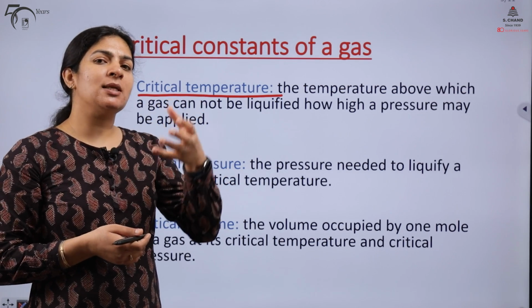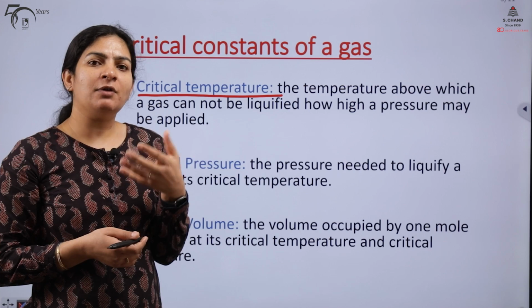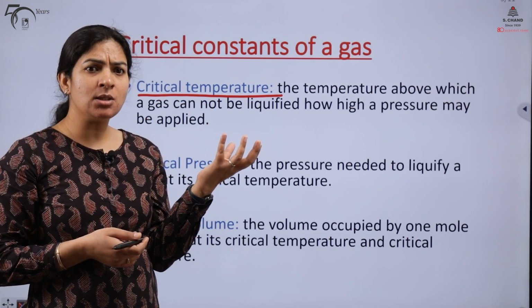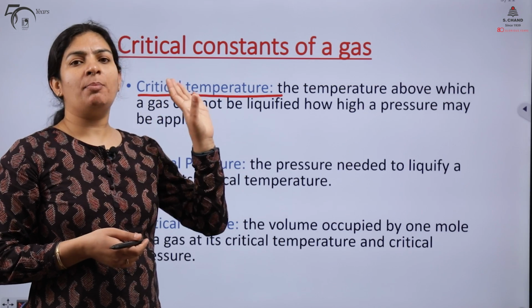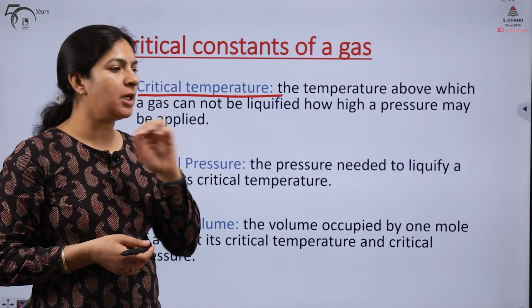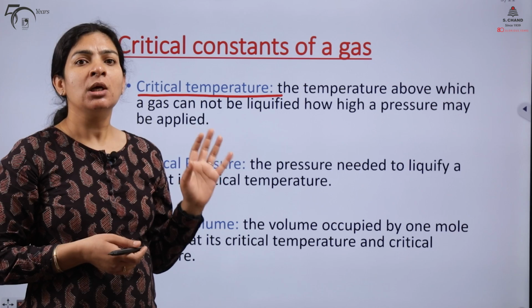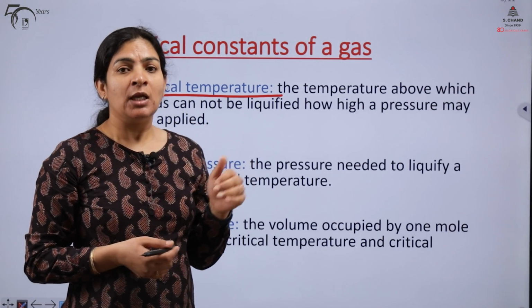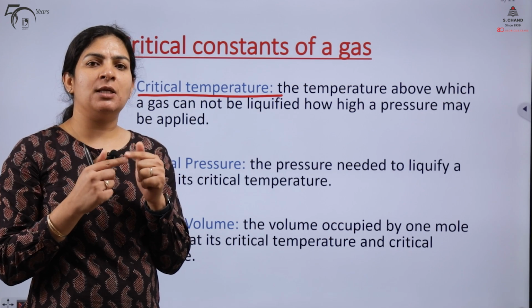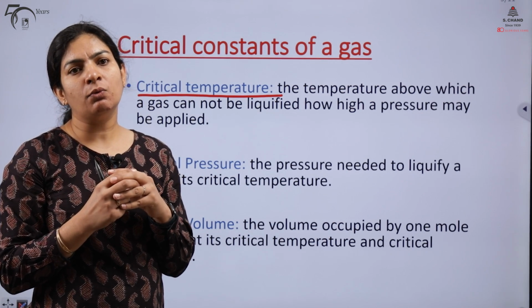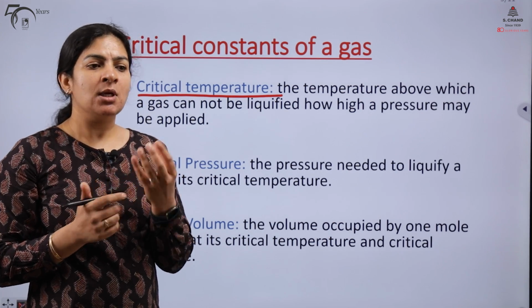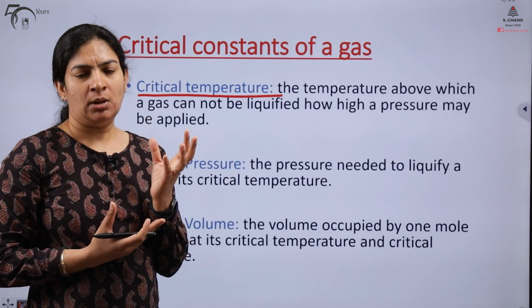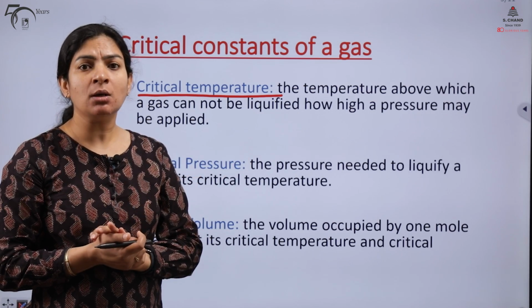Let us say for carbon dioxide you have a temperature of 32 degrees Celsius or let us say 35 degrees Celsius. You may apply a pressure of 1000 atm, but you will never be able to liquefy carbon dioxide gas, right. This is the point of difference between a gas and a vapor. So what is the difference? A vapor can be liquefied at any temperature. There is no critical temperature for vapors.